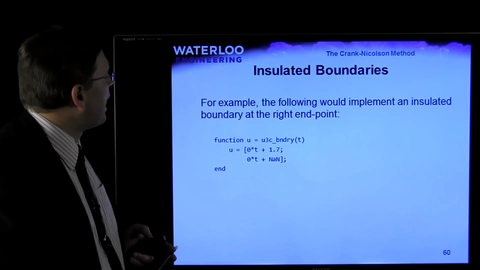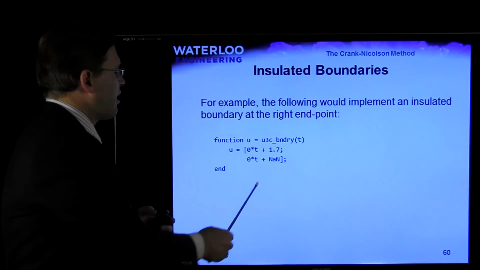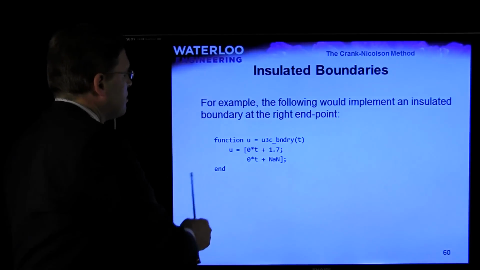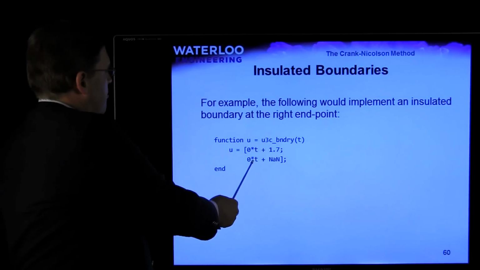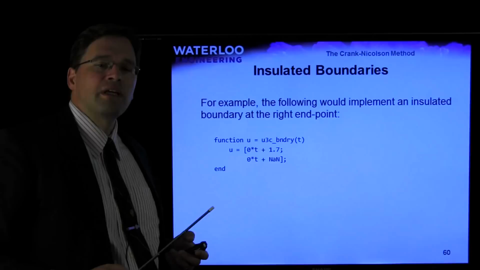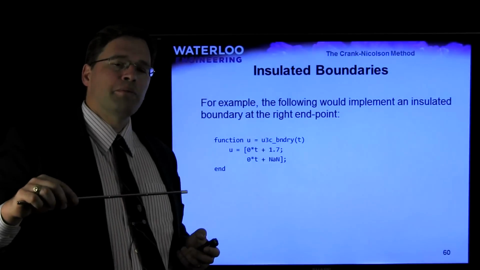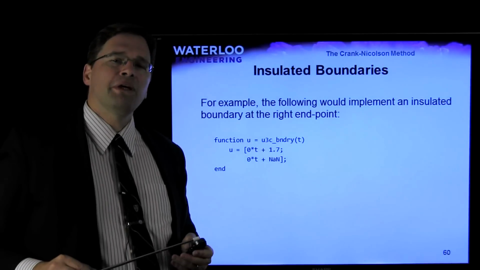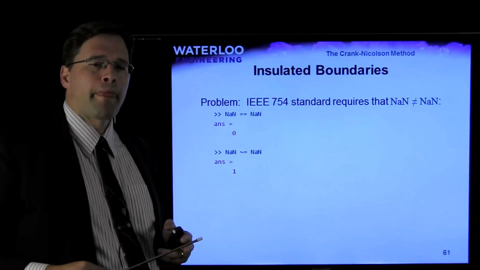So now, if we had a right-hand endpoint that was insulated, then the first row would be 1.7, the second row would be all not a number.